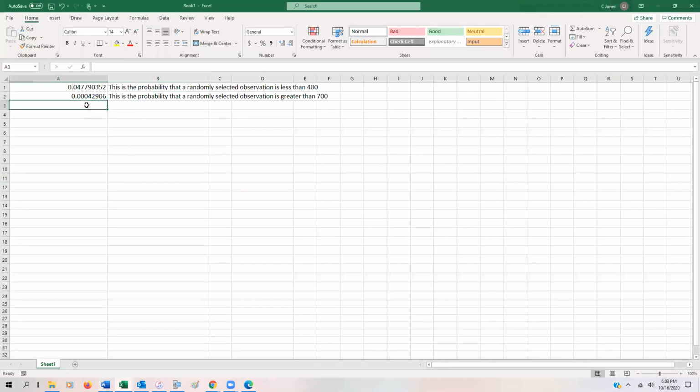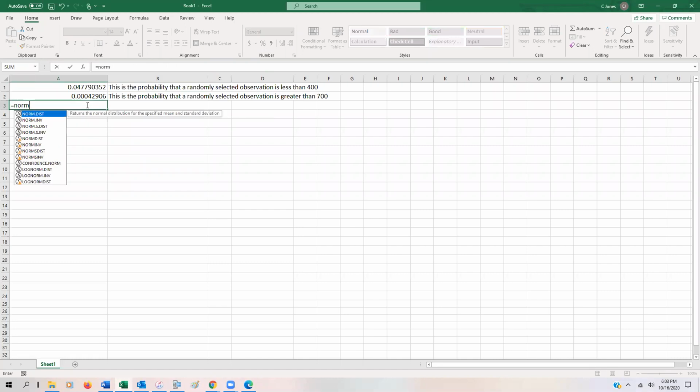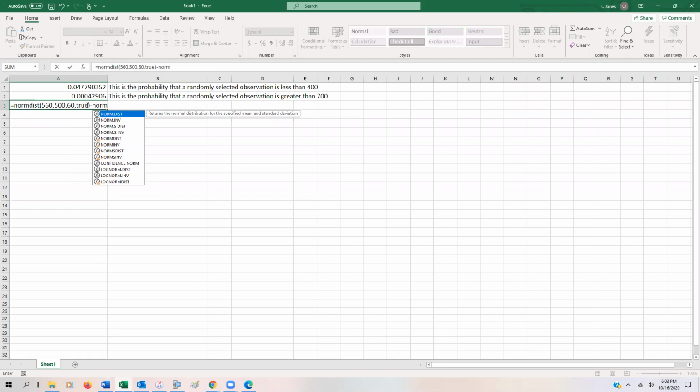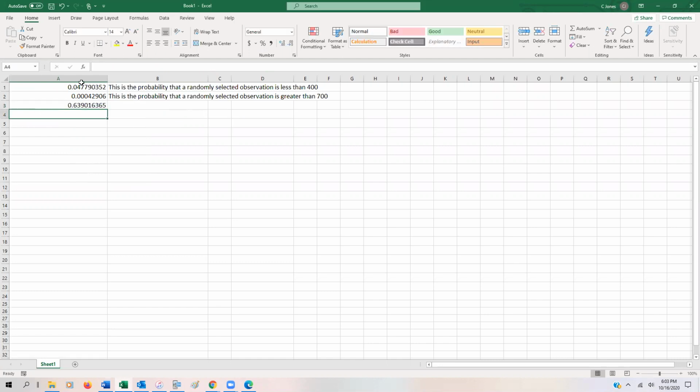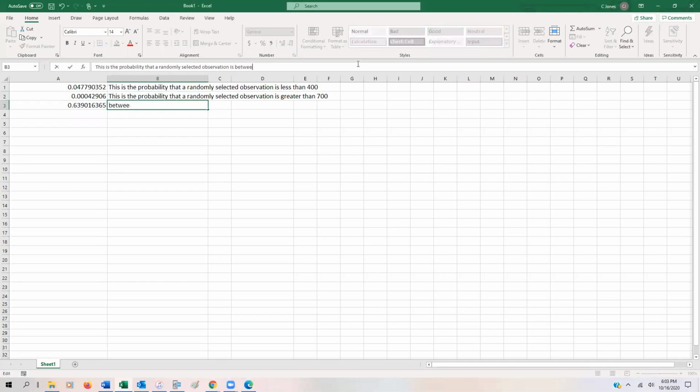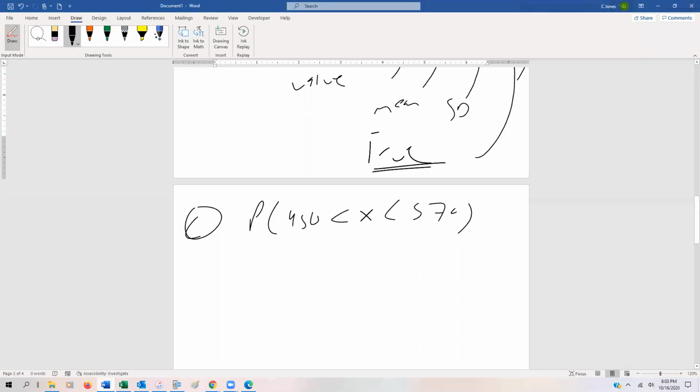We're going to do highest minus lowest. So this is going to be equals NORM.DIST of 560, comma 500, comma 60, comma true, minus NORM.DIST of 450, comma 500, comma 60, comma true. That's the probability that a randomly selected observation is between 450 and 560, I think we said. I'm going to verify that by looking back at what I had.